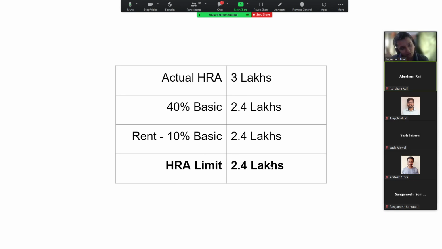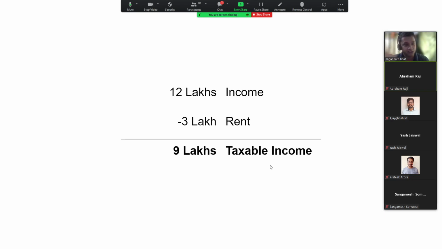So let's go back to our earlier calculation. Earlier I said you can get 3 lakhs of exemption, but it's actually 2.4, and your taxable income is 9.6.